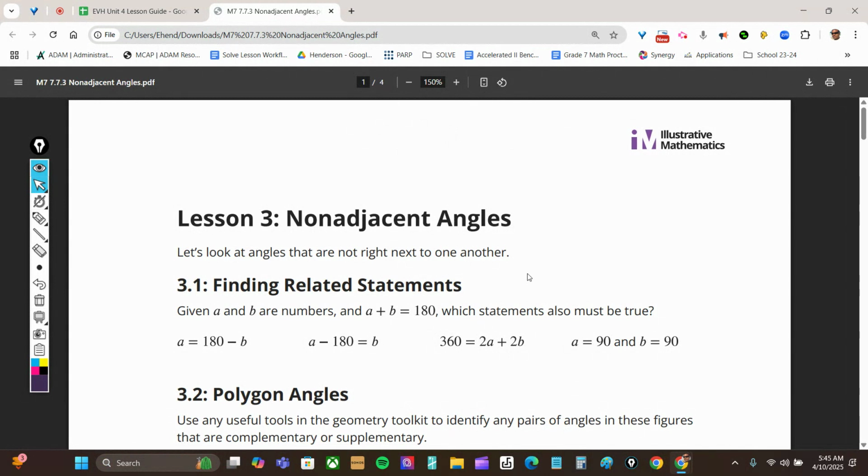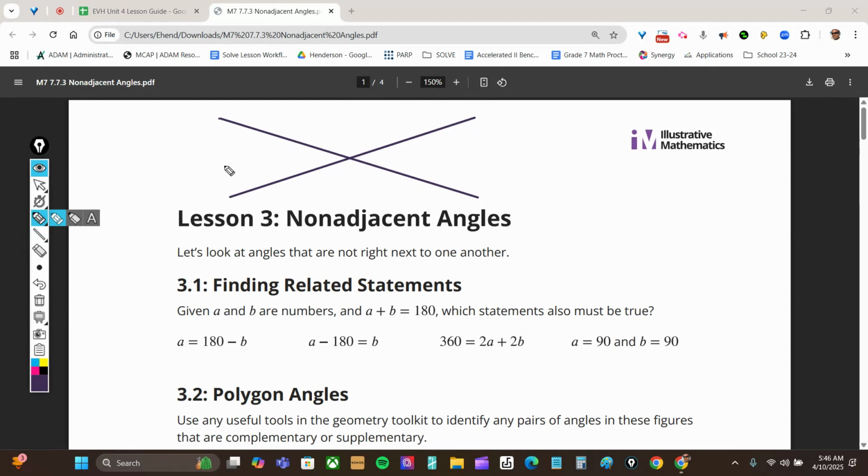Today's lesson is on non-adjacent angles. So we're talking about vertical angles. Basically, if you take two angles like this and say like this, and they cross. All right.